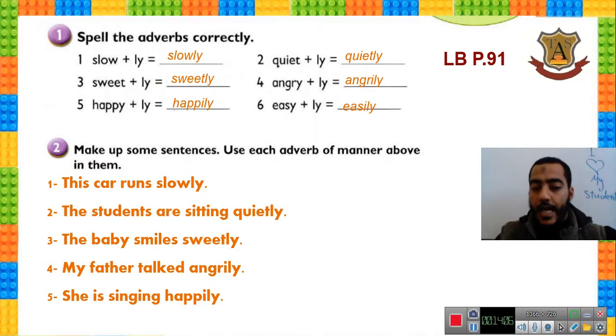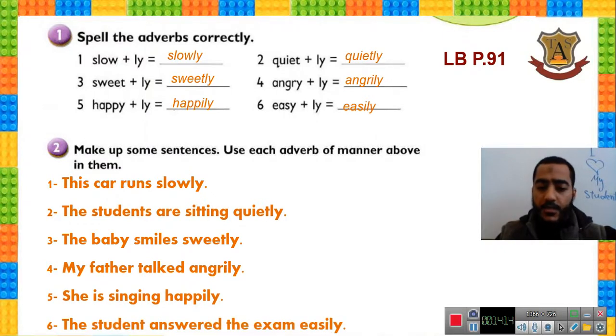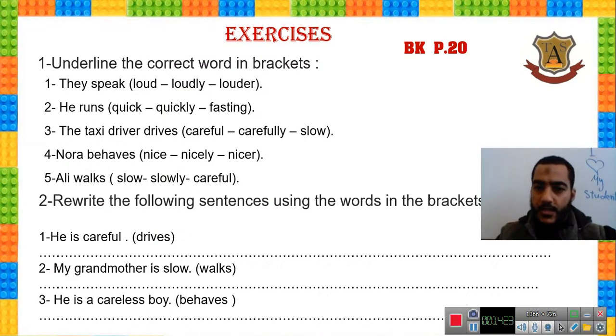She is singing happily. Happily is an adverb. Amazing. The last one is easy. The students answered the exam easily. Easily here is an adverb. Amazing. Very good. And this is your booklet. Please go bring your booklet and write the answers. Booklet, page 20.